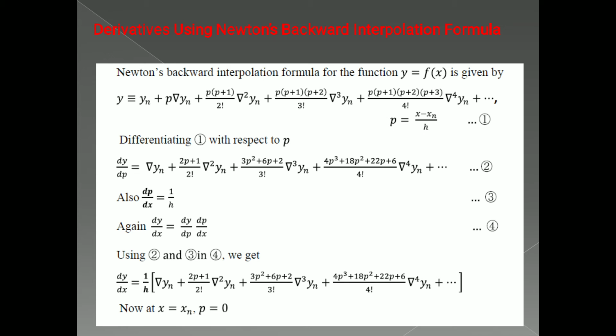And when the value of x lies near the end of the table, that is x is equal to xn, and if we take p is equal to 0, we get the first order derivative of y with respect to x by using Newton's backward interpolation formula, given by 1 upon h nabla yn. The backward operator is denoted by nabla. So dy by dx is equal to 1 upon h nabla yn plus (2p plus 1) upon 2 factorial nabla square yn plus (3p square plus 6p plus 2) upon 3 factorial nabla cube of yn plus and so on.